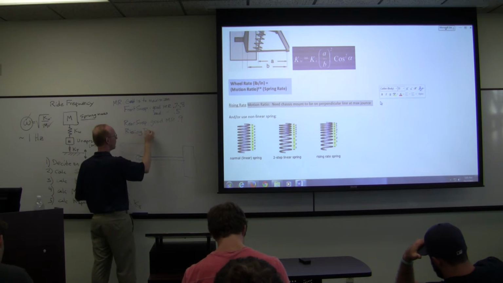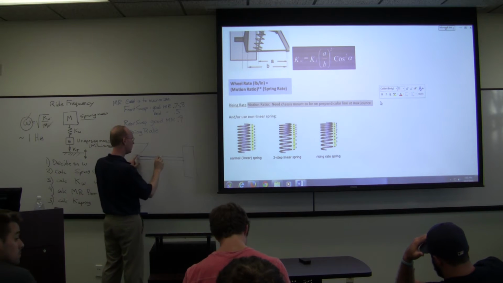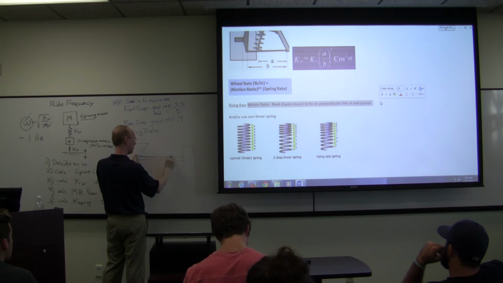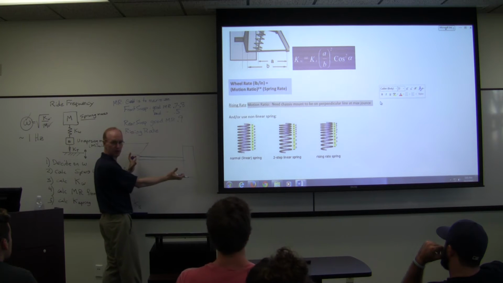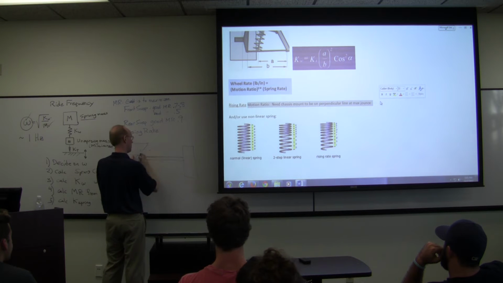And there's a couple ways to do it. One of them is, let's see. So let's say this is the ride height configuration. And let me just do a stick model.